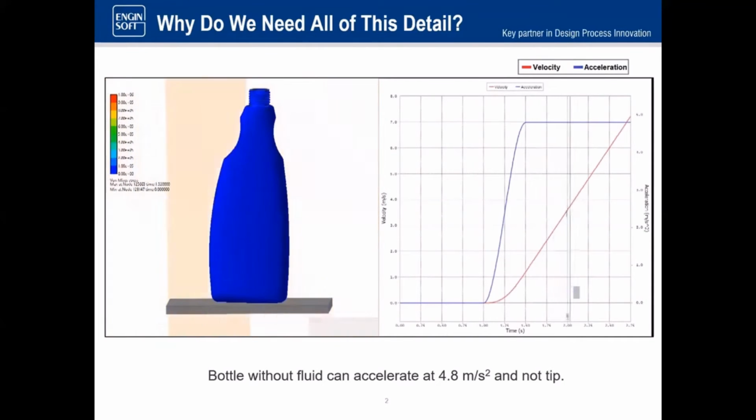So this is the bottle, it's under acceleration, and in this case, this is just a rigid bottle. Oh no, this is a flexible bottle, but it doesn't have fluid in it. We can accelerate this bottle at 4.8 meters per second squared, and as you can see, the bottle is sitting there calmly on the conveyor belt and not tipping. So if this was how the simulation was done, then the engineer may report, oh yeah, we can go up to 4.8 meters per second squared.